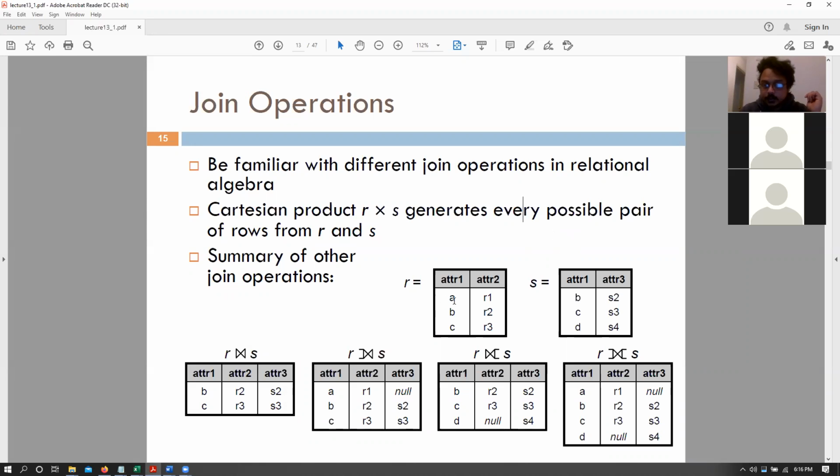Everyone remembers that. So if we perform a cross product of R and S, we would get A R1, B S2, A R1, C S3, A R1, D S4. That is the first set of rows. Then B R2, B S2, B R2, C S3, B R2, D S4, right? And I'm talking about the Cartesian product here. Again, finally, C R3, B S2, C R3, C S3, and so on, right? So that is a Cartesian product.